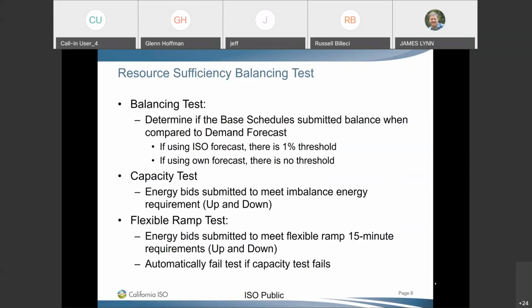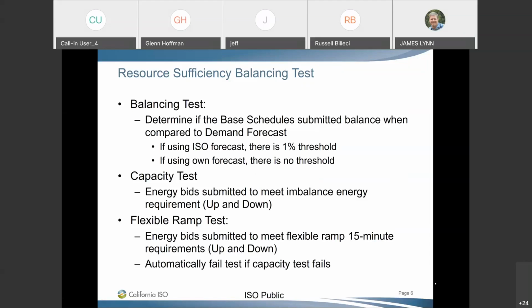Now, the flexible ramp test is similar to the capacity test, and actually they're linked. We're also trying to make sure that the capacity that you did provide has enough 5-minute flexible ramping capability to meet our flexible ramp requirement. And this flexible ramp requirement goes into what we're expecting for forecasted movement and uncertainty.